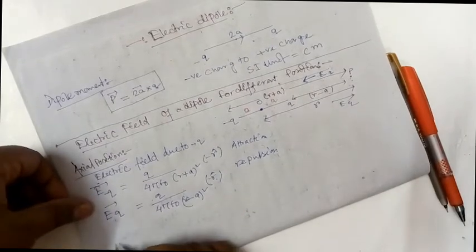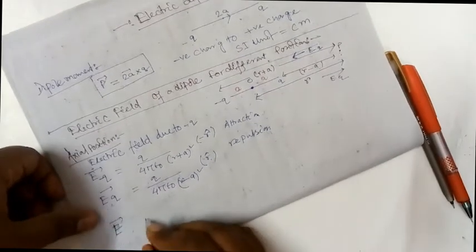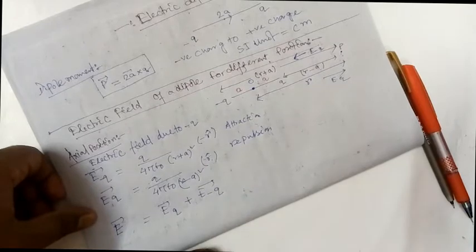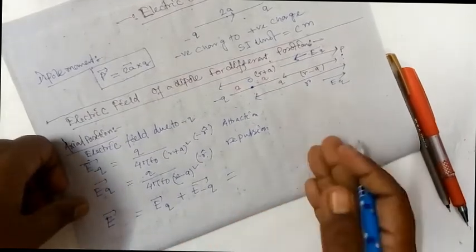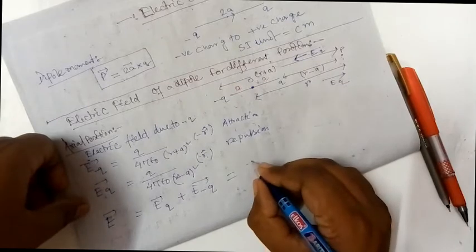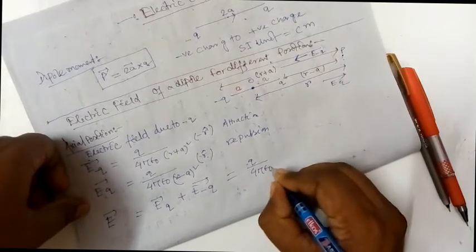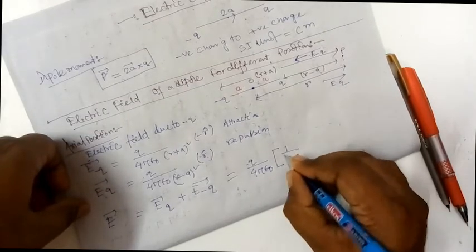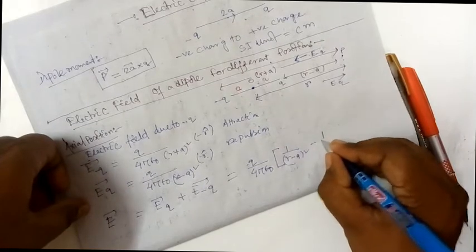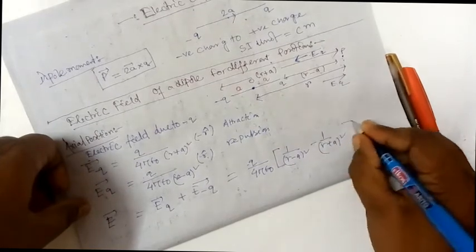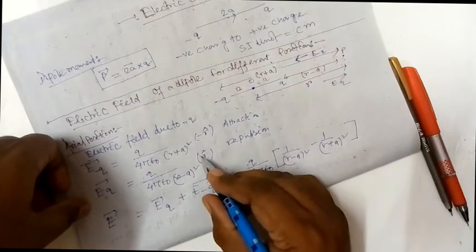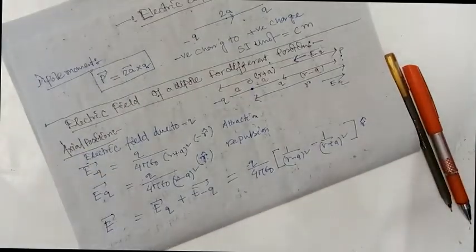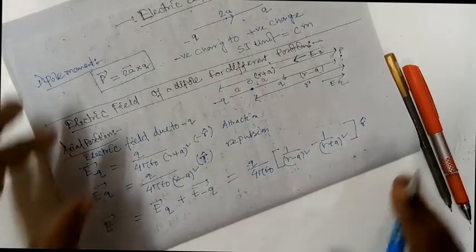Now the resultant electric field will be how much? E equals E of Q plus E of minus Q. If you write it together, it should be Q by 4 pi epsilon naught, we have to take it common, and then it should be 1 by R minus A whole square minus 1 by R plus A whole square. The minus sign has come due to the minus R cap. Here it is plus R cap, so R cap should be outside. Okay, now we have to do the calculation.